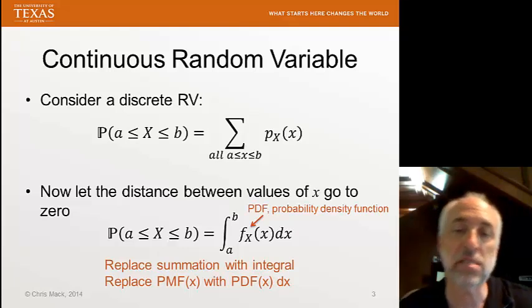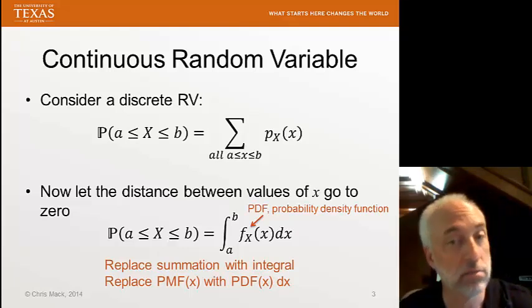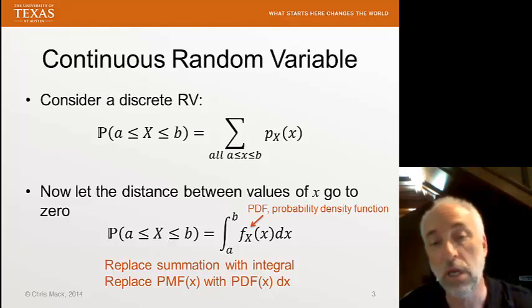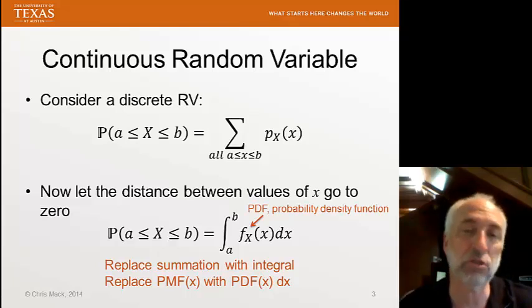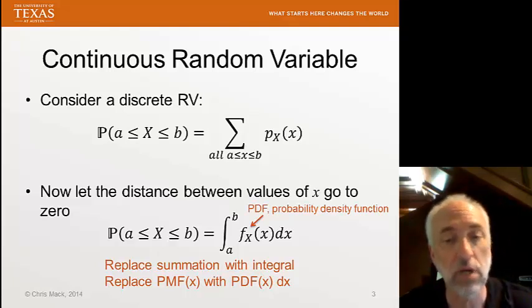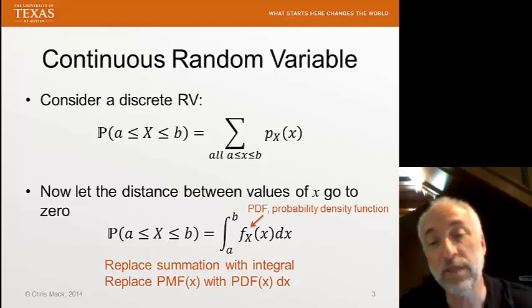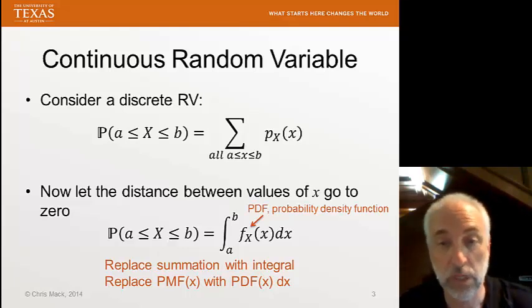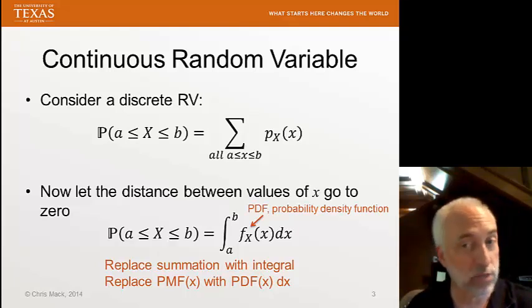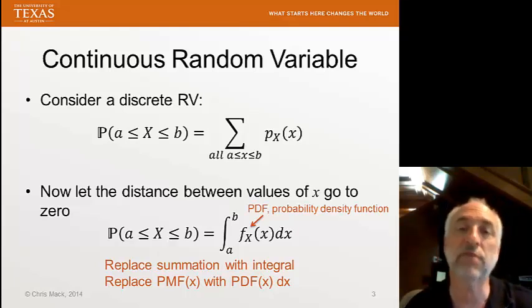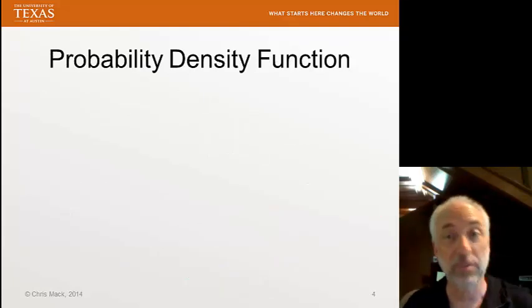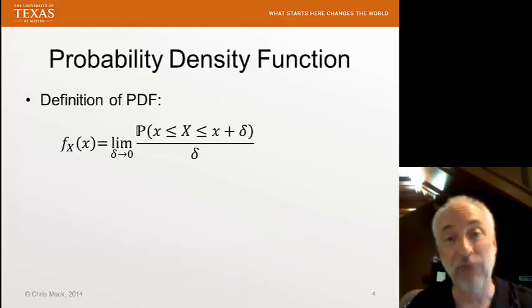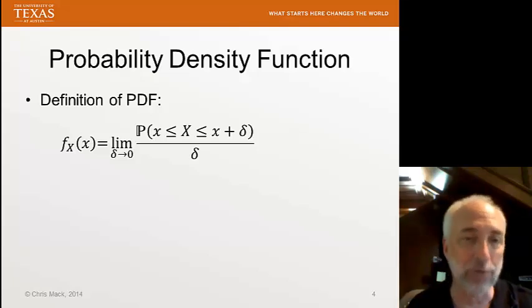Then we replace the summation of our PMF equation, our discrete random variable equation, with an integral. We replace the PMF with PDF times dx. And then whatever equation we had in the world of discrete random variables becomes our equation in the world of continuous random variables. This PDF, or probability density function, is defined kind of in a backwards way from what we just described.